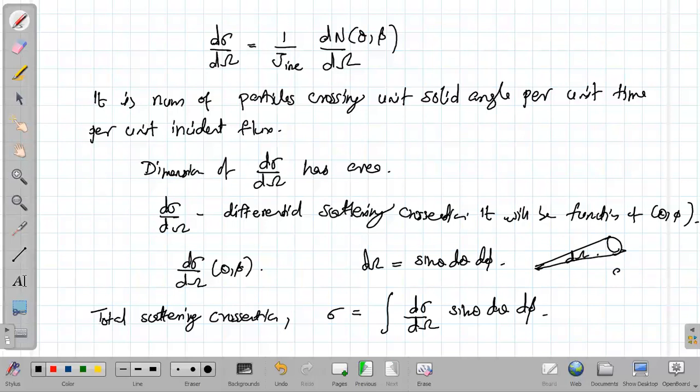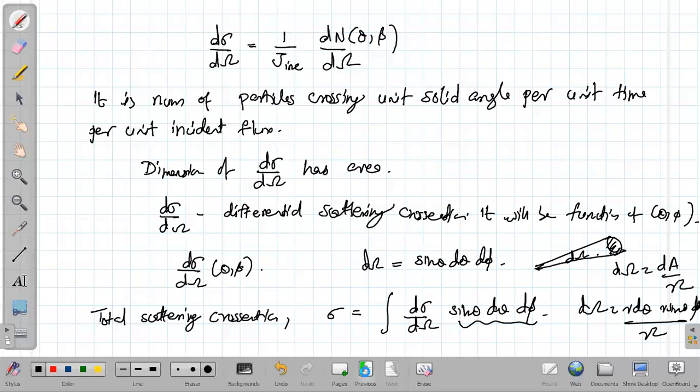Okay, how will you define d omega? d omega is the cross sectional area by r square. This cross sectional area would be r d theta times r sine theta d phi, divided by r square. So that would give sine theta d theta d phi. So the total scattering cross section would be the integral of the differential scattering cross section over all solid angle.